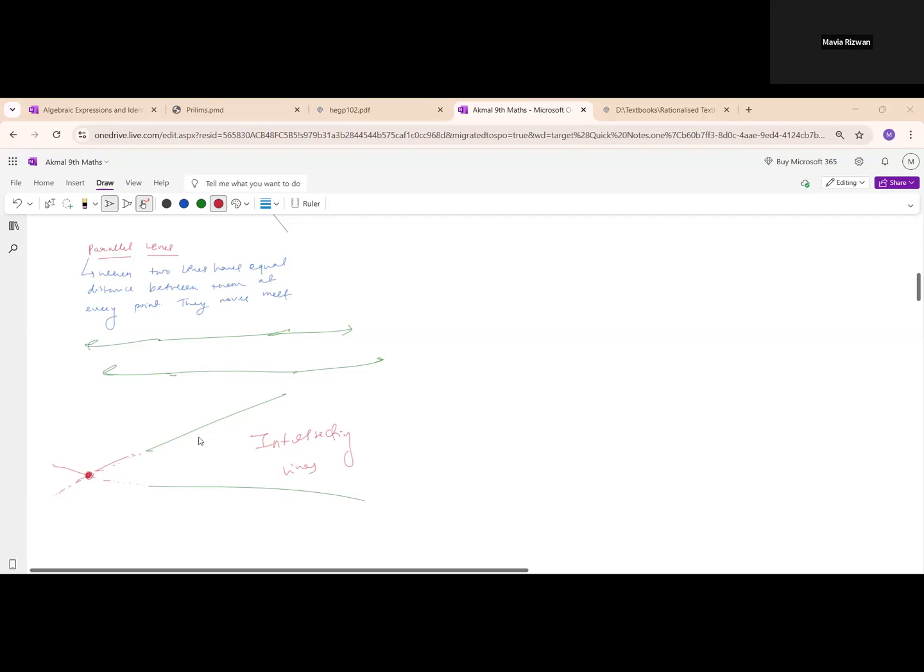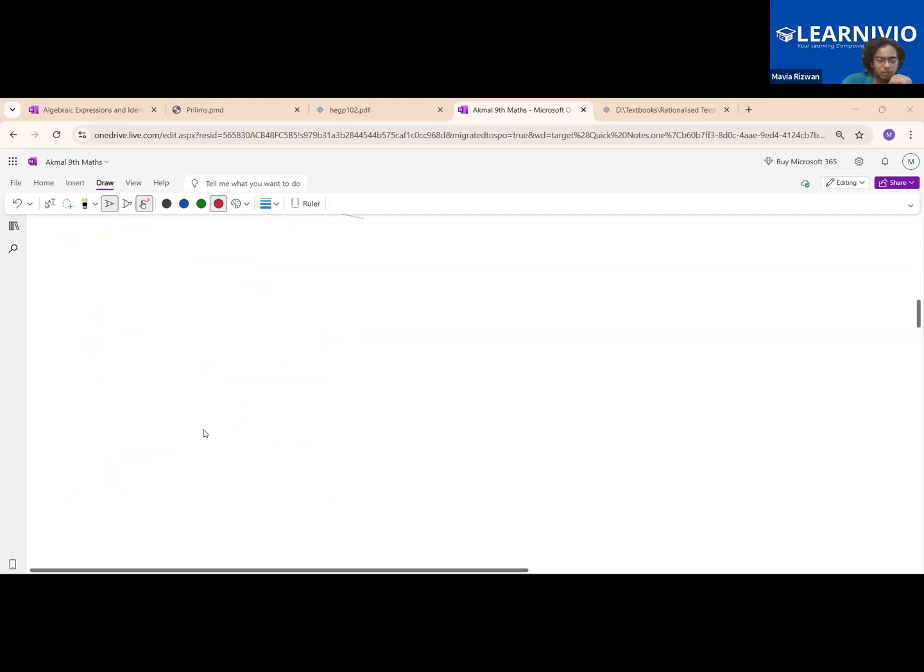Okay, Akmal. Now, coming to angles. This is the most important part. Angles. First, let's talk about the angles which can be made by intersecting lines. So the first type of angles that we are going to discuss is vertically opposite angles.